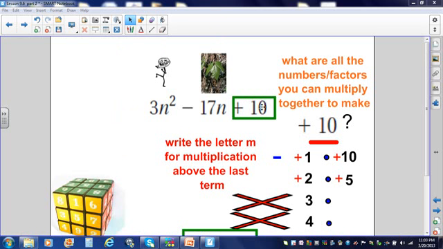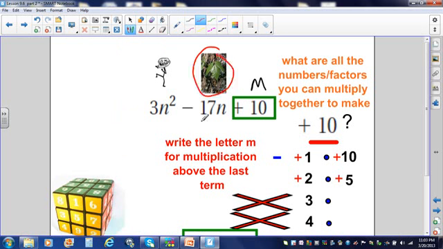Look at the last term. What are all the numbers or factors you can multiply together to make 10, in this case positive 10. So we're going to write m for multiplication above the last term. BTW, this would be poison ivy. We don't want to touch the middle term. And this is a troll, which we'll explain later.